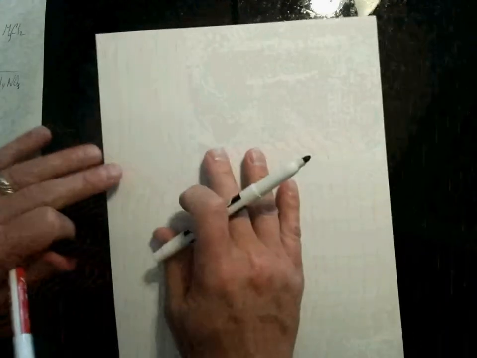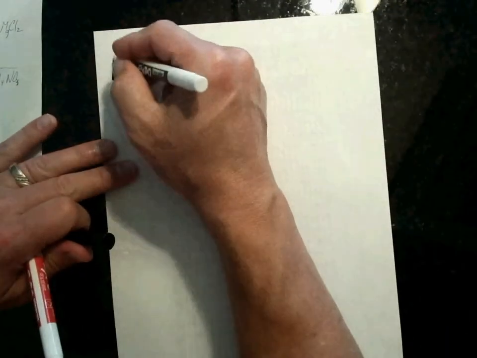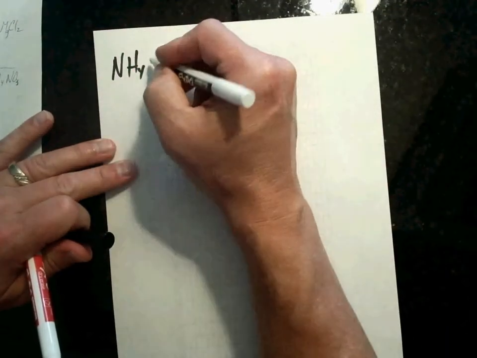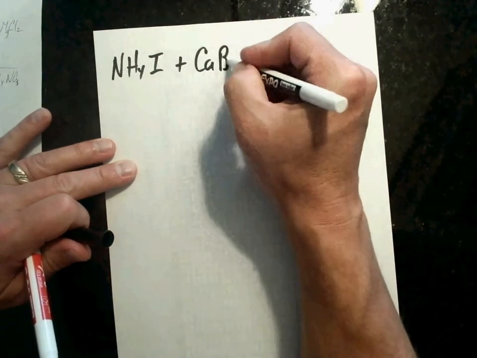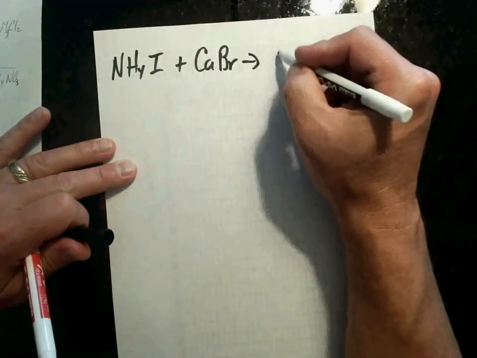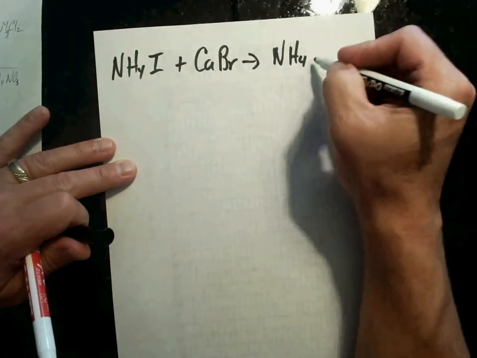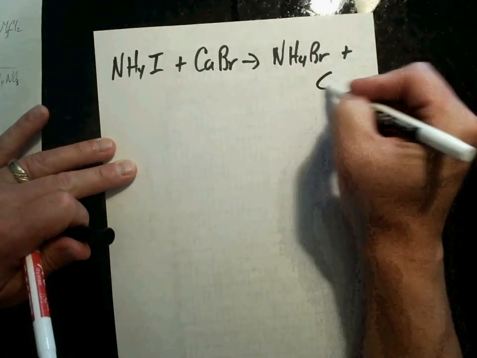Okay? So let's take one that's a little bit more complex. Okay? So let's take one like this. We're going to take NH4 ammonium iodide plus calcium bromide to produce ammonium bromide and calcium iodide.